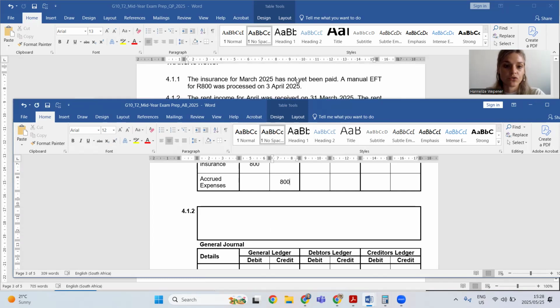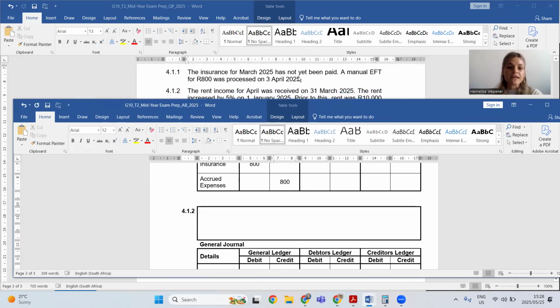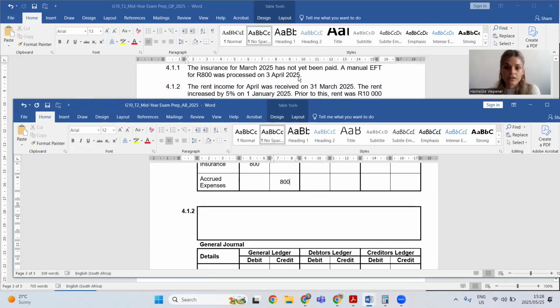Right, moving on to 4.1.2. So the rent income for April was received on the 31st of March 2025. So April is after my current financial year end, and I have already received the rent for April, which means that I've already recorded the rent for April in March, but that is not allowed because once again, the matching principle. So I need to now remove this rent income from my March records, and I have to reclassify that as a current liability, income received in advance.